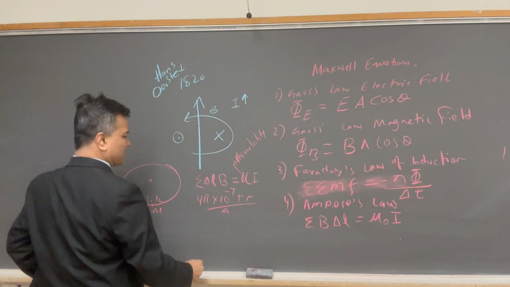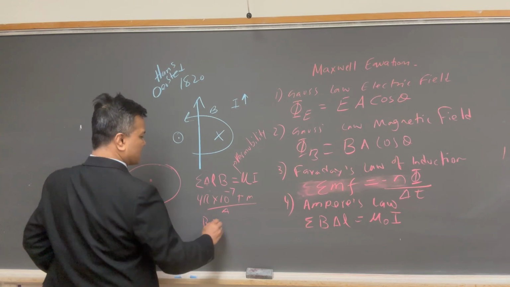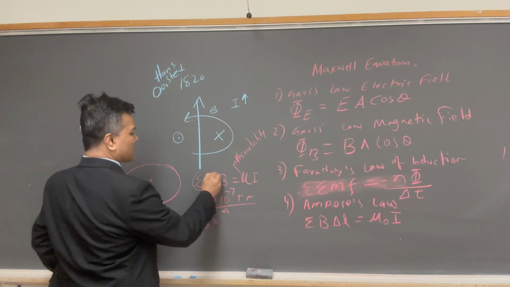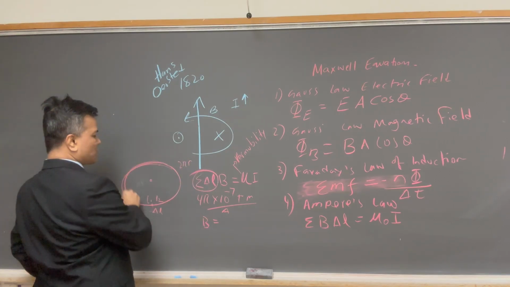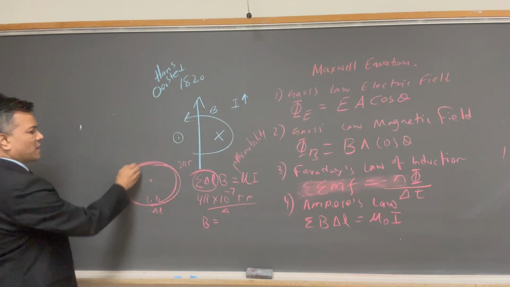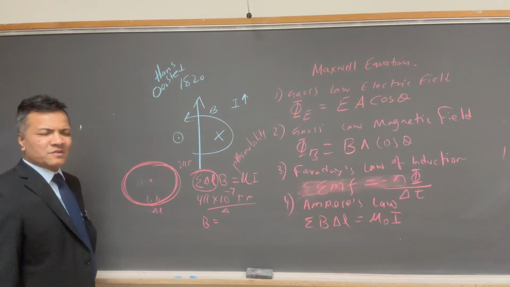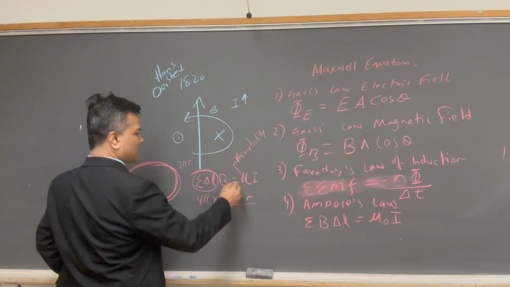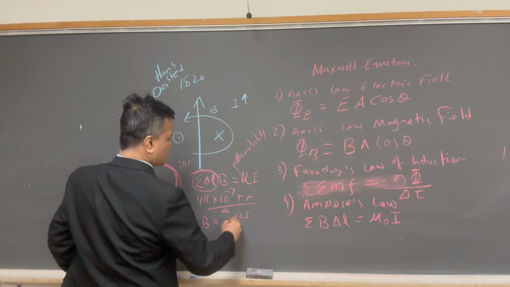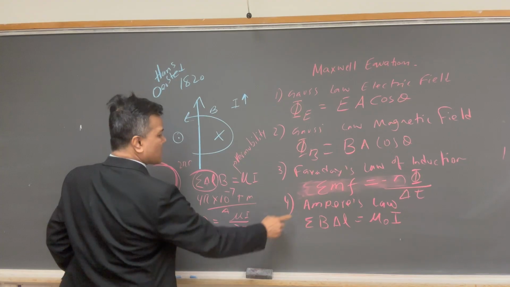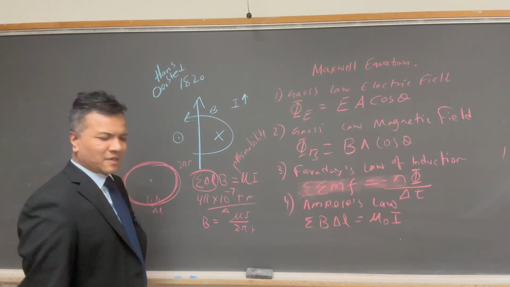However, this is magnetic field, so you can replace the sum of delta L by 2 pi r. Okay, because all the points on the circle make up 2 pi r. So the magnetic field is mu I over 2 pi r. So that's where Ampere's law comes from. Okay, very nice.